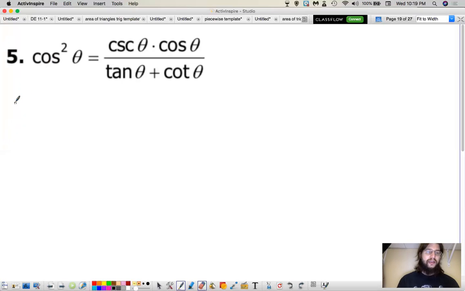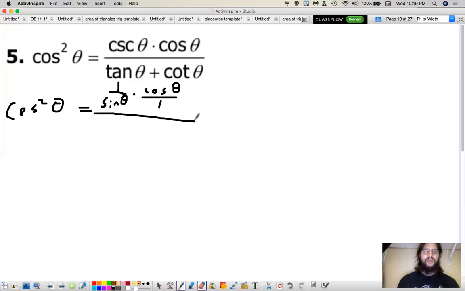So cosine squared theta is going to stay cosine squared theta. I'm not messing with it. These I'm going to turn into sine and cosine. So cosecant, if you don't know, is 1 over sine. If you don't know, look on your trig identity sheet. Multiply that by cosine of theta. It's not a fraction, make it over 1. Tangent theta, sine theta over cosine theta. Hopefully you do this enough to realize that tangent is sine over cosine.